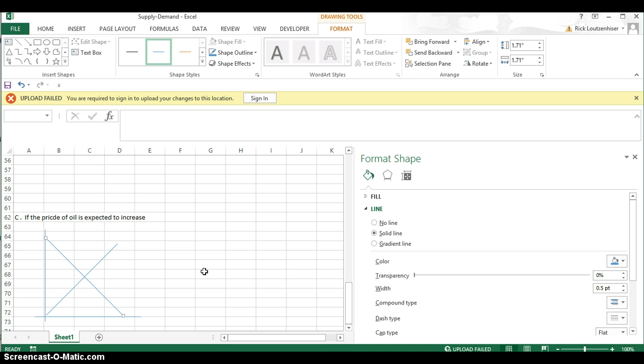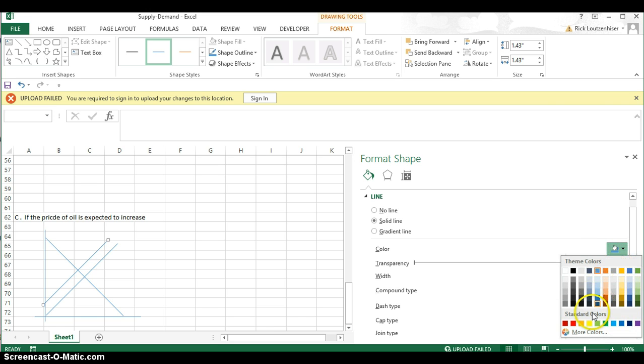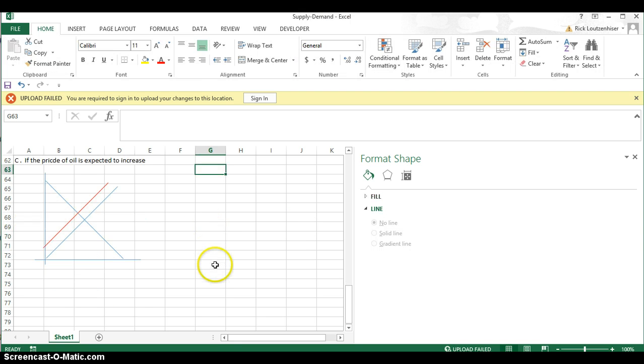If the price of oil is expected to increase, when it's expected to increase, it will increase. And that means my raw materials for making gasoline are going to increase in price. I'm going to be willing as a supplier to make less gasoline at the same price, which means I'm going to get a shift in my supply that makes it smaller. Okay, and I would type in words what I just got done saying.